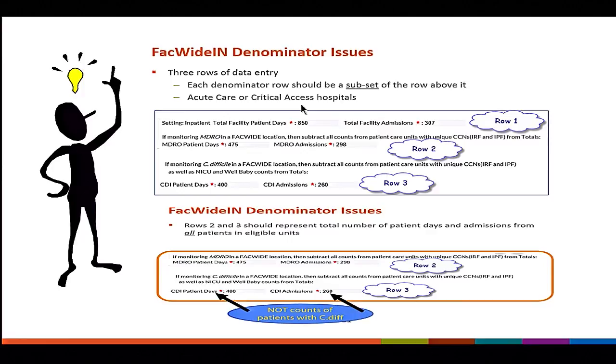The point being, it is acceptable to have the same counts on each row, but row 2 and row 3 cannot have counts higher than what you have submitted for row 1. And again, when we're looking at our MDRO and our CDI counts, we're not looking for patients who have been diagnosed or suspected or being treated for that condition. We're looking for the patients who are at risk, and that would be patients who are in specific locations.